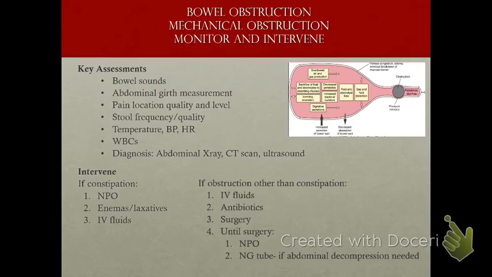So we might want to check that abdominal girth measurement, pain location, stool frequency, quality. It's probably going to be diarrhea. But if it's not a full-on occlusion, you might still have some stool passing through. Check the quality of your bowel, but basically the definitive diagnosis is getting them over to their abdominal x-ray, CT scan, and ultrasound.